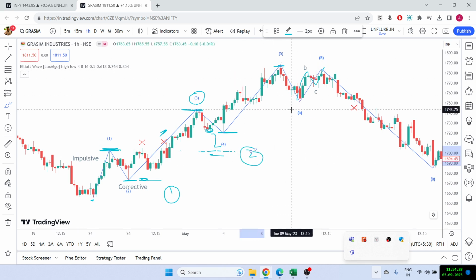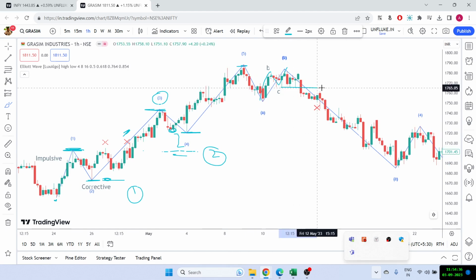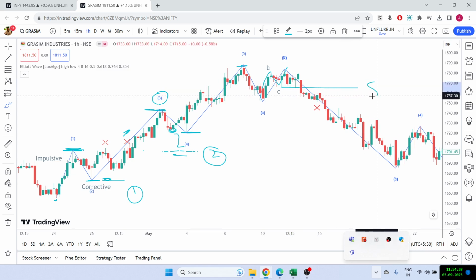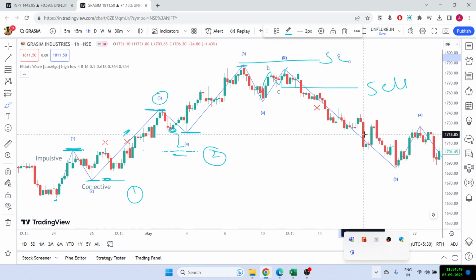Now, once you see your ABCs, you're pretty certain that yes, the market can reverse. So as soon as the low of the C is broken, you can go for a selling trade now, and you can keep the stop loss at 5. This becomes your stop loss because if this is a correct Elliott wave, it should come down. So again, you know what your stop loss is, and this is where you can take the sell trade. And again, you can keep trading based on 1 2 3 4 5.